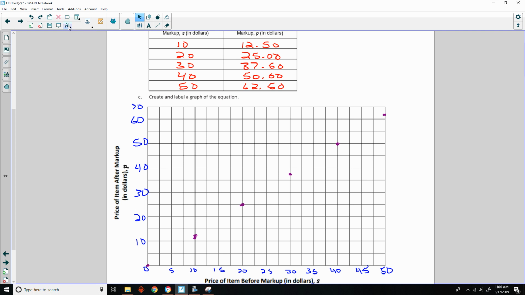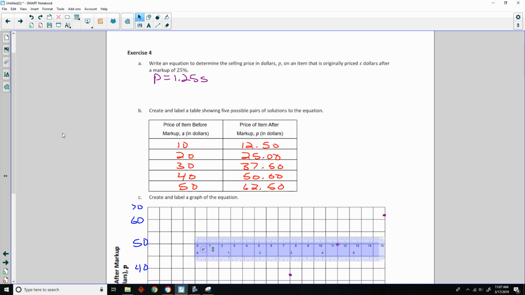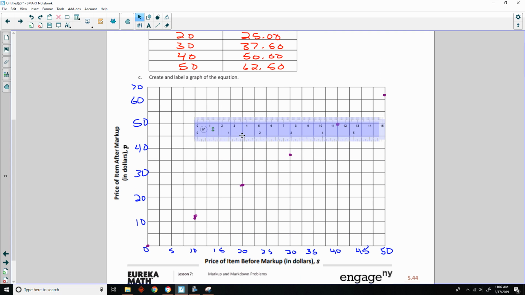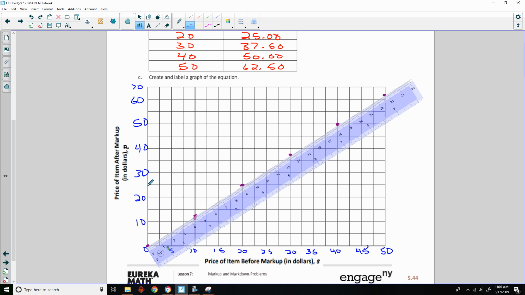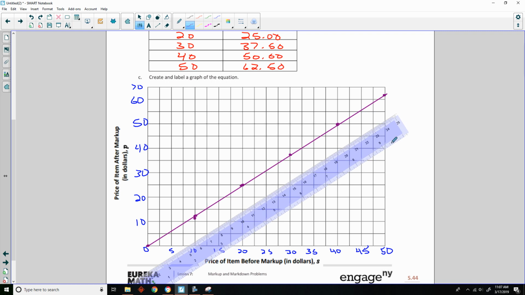All right, so if I then connect the dots, okay, whenever you're graphing, you should always be accurate. Use a ruler. Put this down at 0. Rotate it up. Extend it out. And draw my line. Okay, so there's the graph.